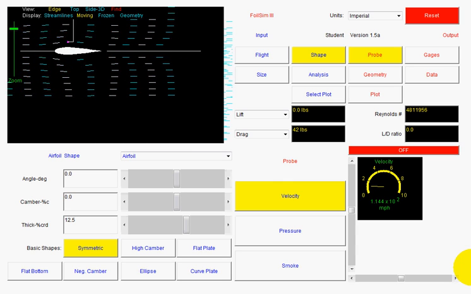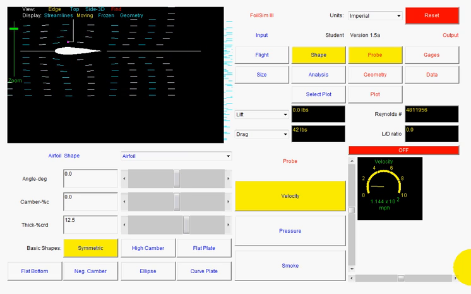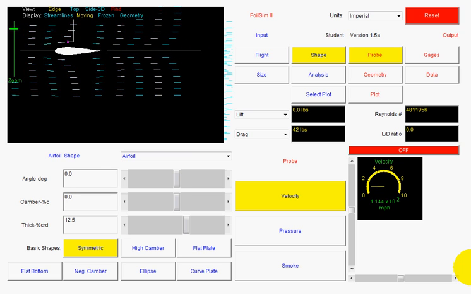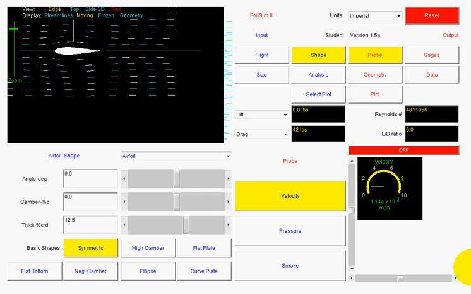Welcome everyone to NASA's FoilSim software, FoilSim 3. We'll be using this software for Activity 4.2.3, Airfoils, Lift, and Bernoulli's Principle.